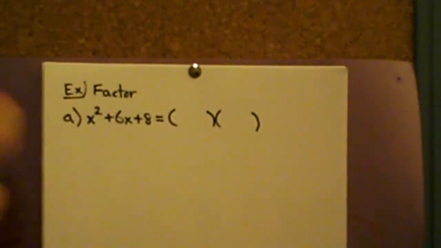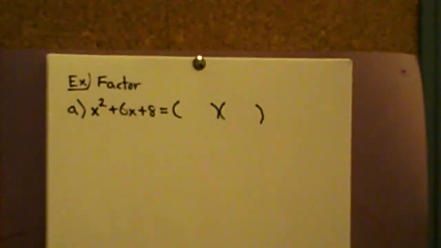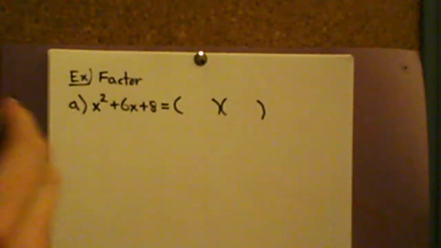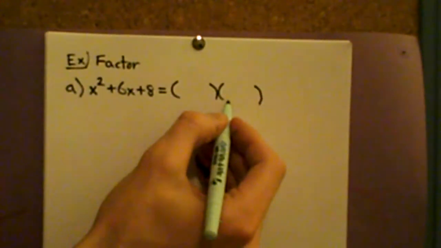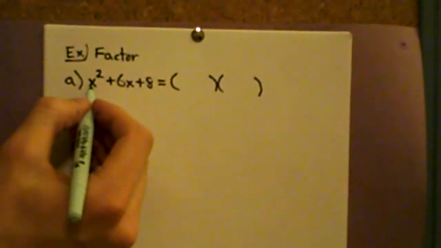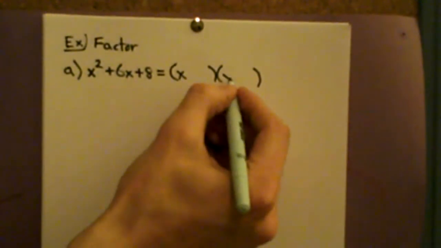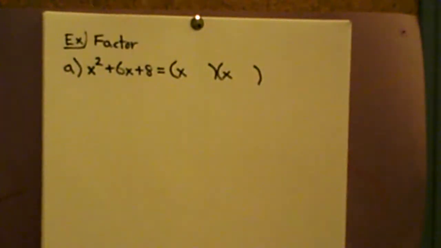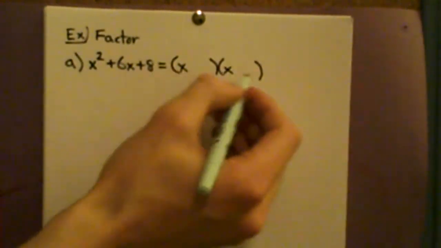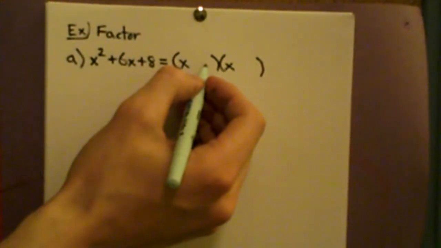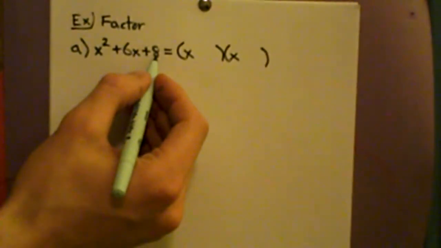We have x squared plus 6x plus 8. Now, I mentioned earlier in the video that this first spot and this first spot, when I multiply them together, should come out to x squared. There's only one way we can get x squared, and that's if this is x and this is x. Hope everybody's all right with that. Now, these last two spots, I must multiply numbers that give me 8.